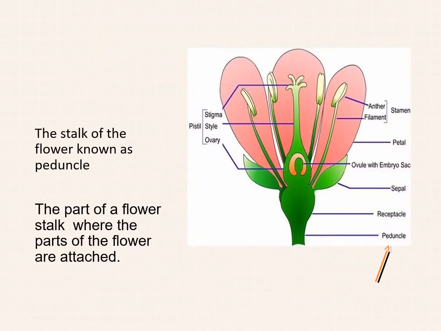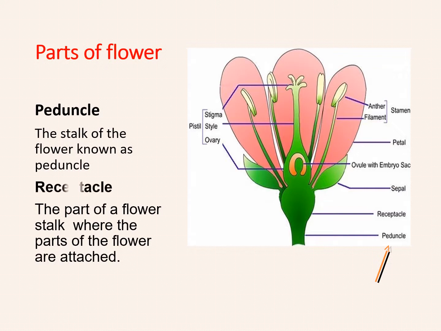We will elaborate one by one. So the parts of a flower: the peduncle, the stalk of the flower, and the receptacle, the part of the flower stalk where the parts of the flower are attached. So see the image, peduncle and receptacle.